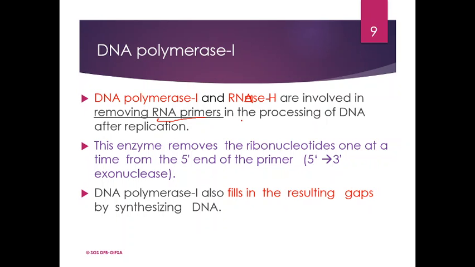Removing RNA primer in the processing of DNA after replication. This enzyme removes the ribonucleotides one at a time. That is, it shows exonuclease activity and removes one nucleotide at a time. Unlike what we have discussed in DNA polymerase, where it was able to synthesize 1000 nucleotides per second, here it removes one nucleotide at a time.